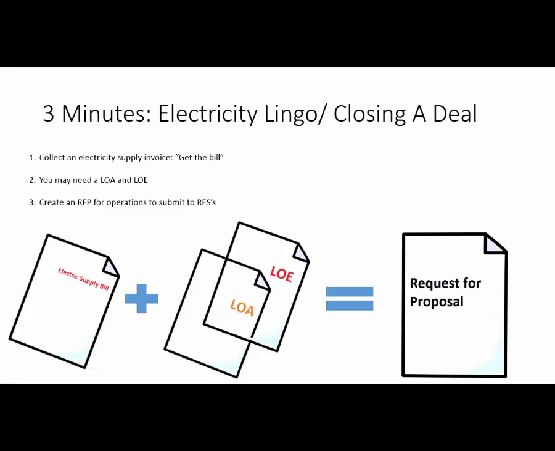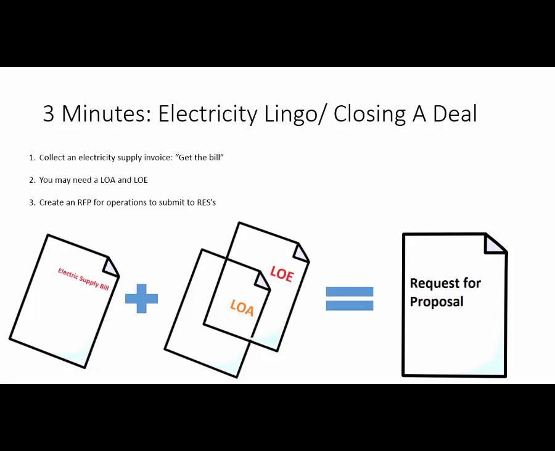If the customer has already received pricing from one or more of our retail energy suppliers, the RES will require an LOE, or letter of exclusivity. This letter is non-binding and is simply a written notice from the customer stating they wish to receive pricing from certain suppliers through you. Any X operations will notify you if you need an LOE.